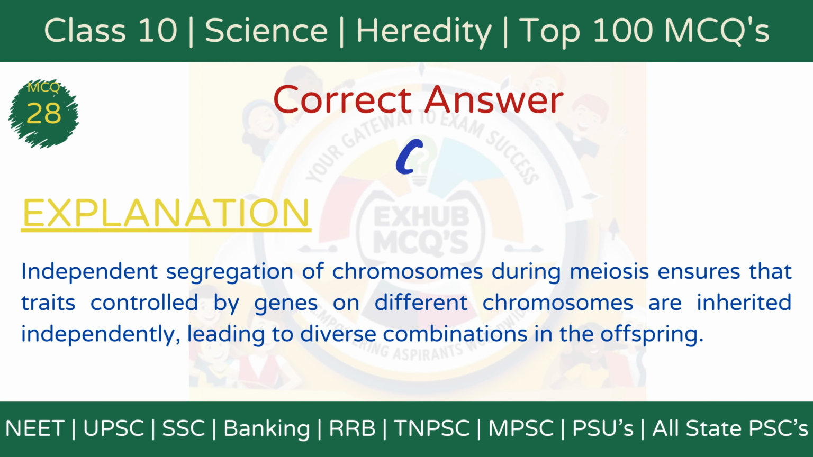The correct answer is option C, chromosome segregation. Explanation. Independent segregation of chromosomes during meiosis ensures that traits controlled by genes on different chromosomes are inherited independently, leading to diverse combinations in the offspring.